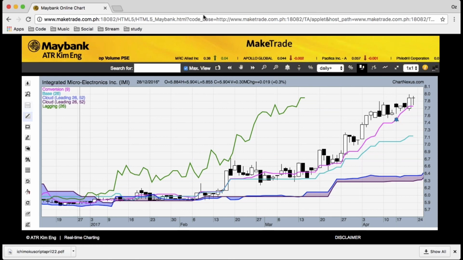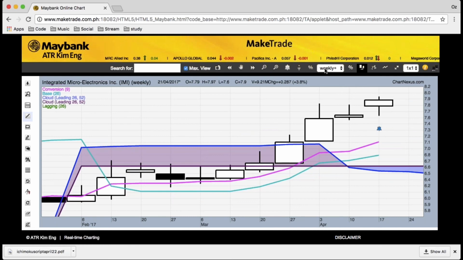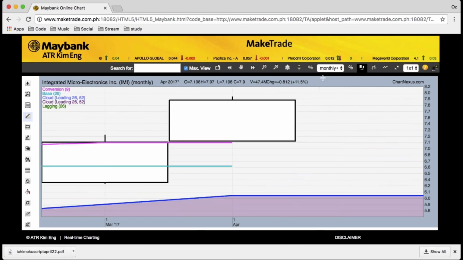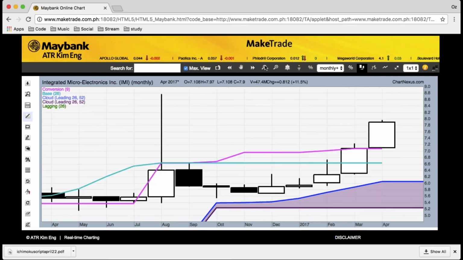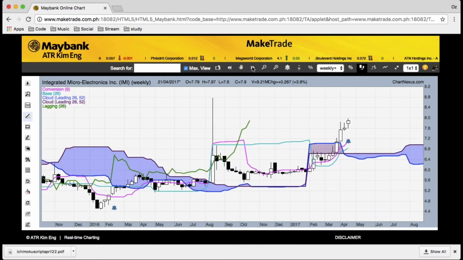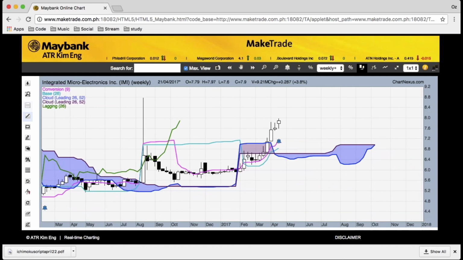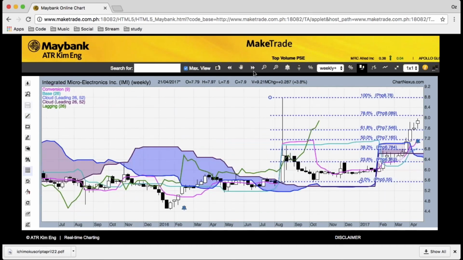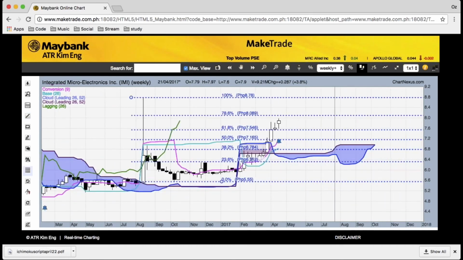Now, IMI is also bullish on all time frames: daily, weekly, and monthly. Now, I'd like to do a reverse Fibonacci on IMI to see where Ichimoku elements meet Fibonacci. So again, at the bounce, we see that there is a common resistance at the 716 area, which is the Kijun-sen.